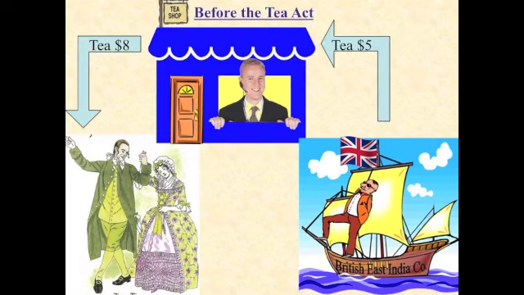So before the Tea Act was in effect, you would have the British East India Company that would sell the tea to England for $5, and then England would turn around and sell the tea to the colonies for $8. You know, they're hustlers. They got to make some money. They got to make a profit.